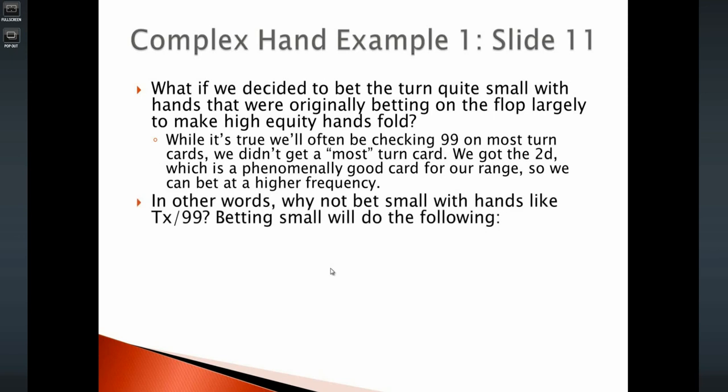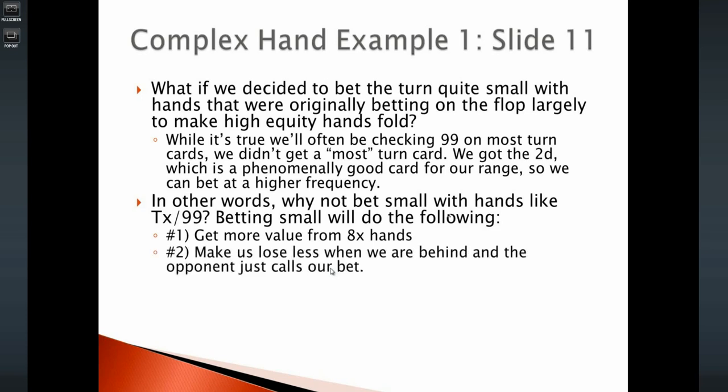In other words, why not bet small with hands like 10x and 9s? Betting small will do the following. It will get more value from 8x hands, or in the case of a strong 10, it will get more value from weaker 10x hands and pocket 9s. It will make us lose less when we are behind and the opponent just calls our bet. So if we check and our opponent bets big and we check call, we're losing more than if we just bet small ourselves and our opponent doesn't raise us.